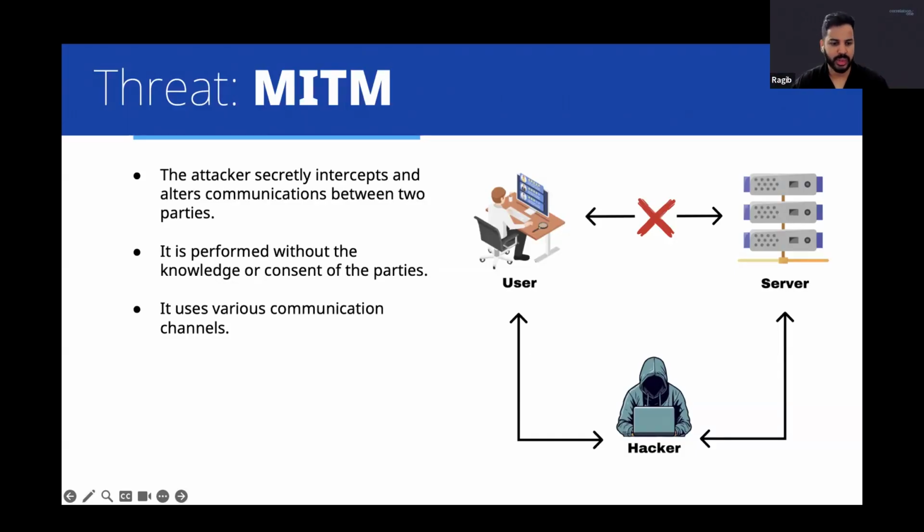Okay, the diagram here shows exactly what's happening. Your data isn't going where you think it is. That's why using a secure encrypted connection is so critical, especially when you're handling sensitive information.